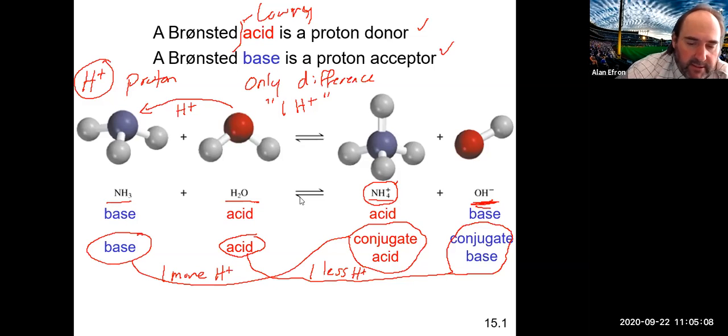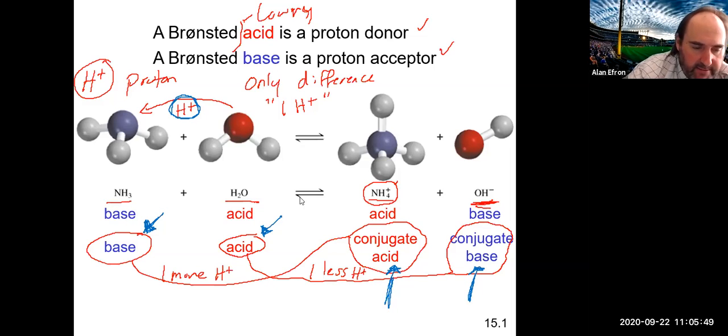Also important when you look at an equation such as this, it is always on the reactant side where you find your just plain old bases and acids. And it's always on the product side where you find your conjugate acids and your conjugate bases. So your conjugate acids and conjugate bases on the product side, regular acid and base on the reactant side. Again, the only difference should be 1 H plus difference between them. And again, that's because the definition here is somebody donating and accepting 1 H plus.